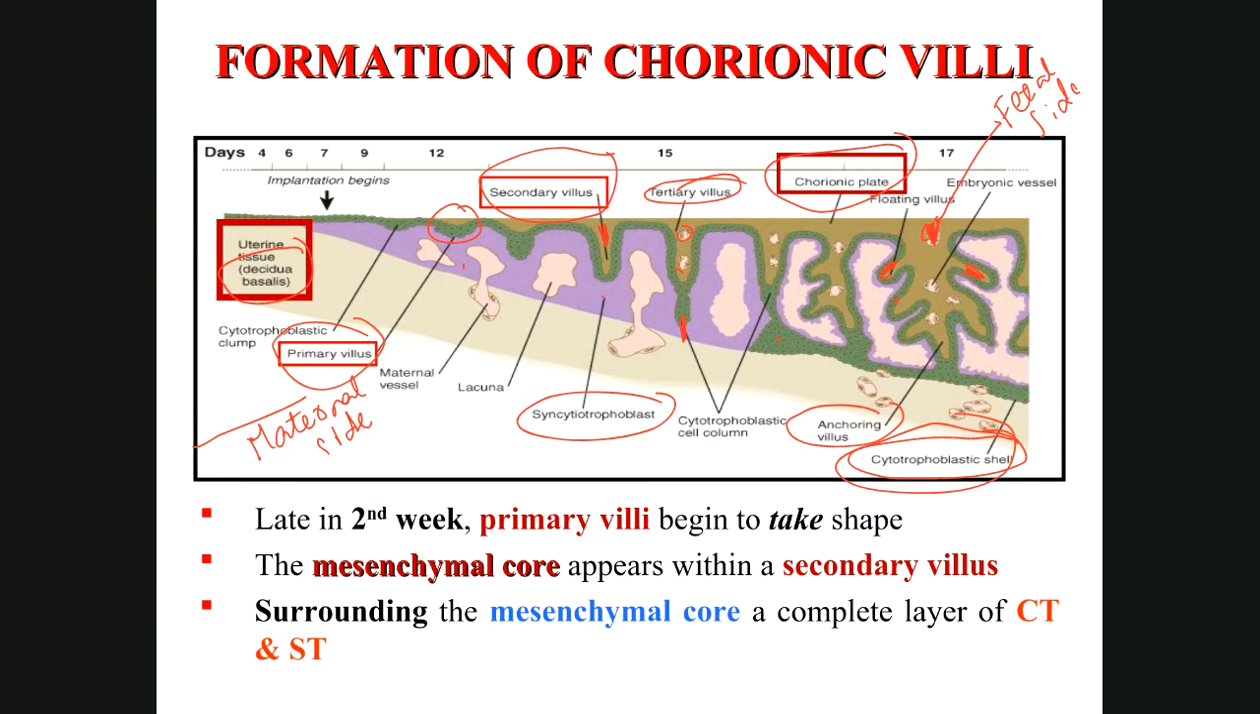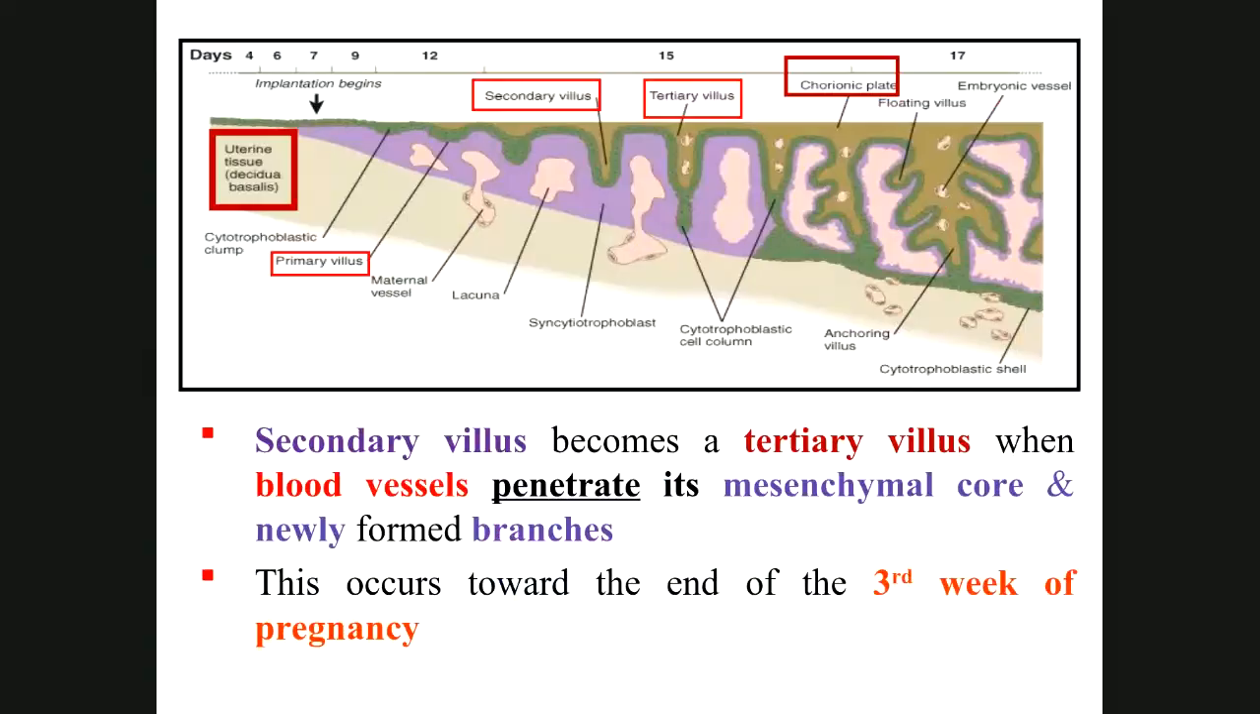This is intervillous space. I will just label it for you here. I'll write in short form, intervillous space. What flows in the intervillous space is the maternal blood. Now, is it clear, this diagram for you all? Okay, let us go on to the next slide.